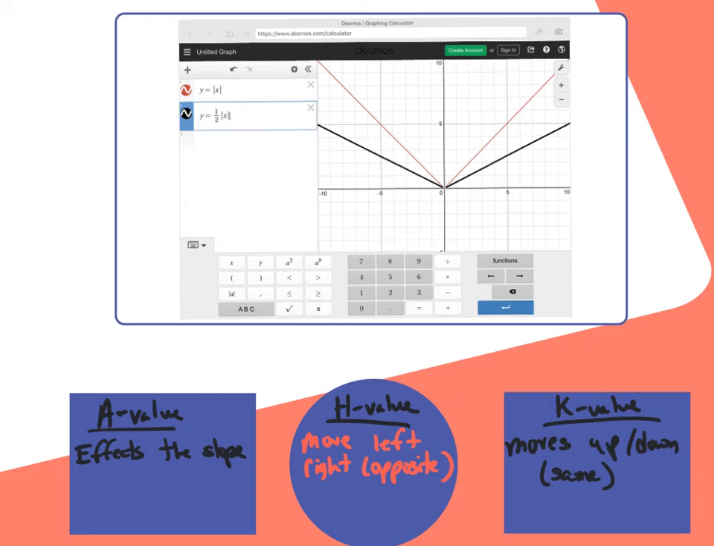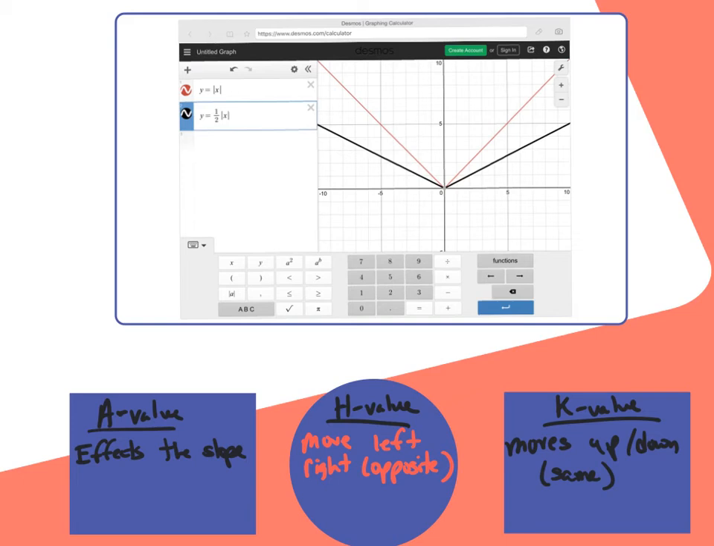So now the a value affected it and it got wider. If you notice here, this parent graph is up 1 over 1, as we talked about before, but the new graph is up 1 over 2, up 1 over 2. So if it's a fraction there that's less than 1, it's going to get wider. Okay?